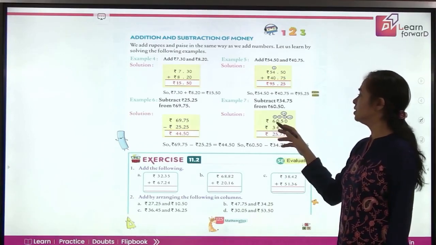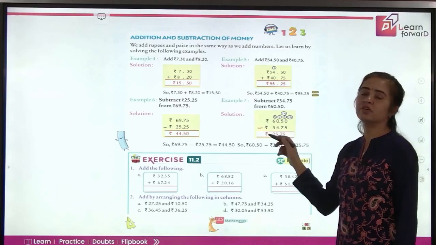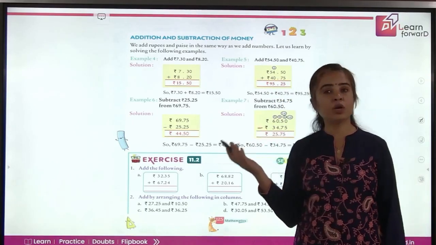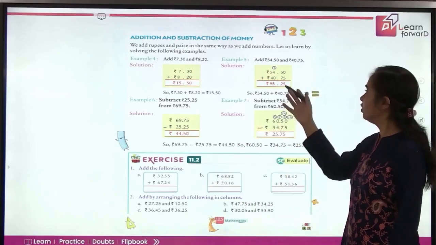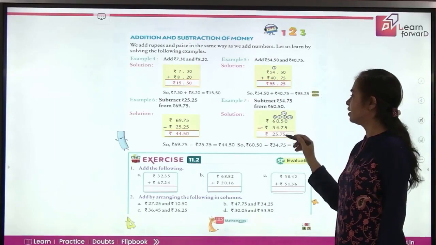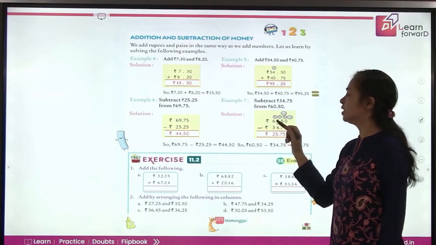So, rupees 60.50 minus rupees 34.75. We will always remember to put plus or minus sign to show what you are doing with these values. So, here we were adding, here we are subtracting. So, here 10 minus 5 is 5. It is left with 4. It will borrow from this place before point.